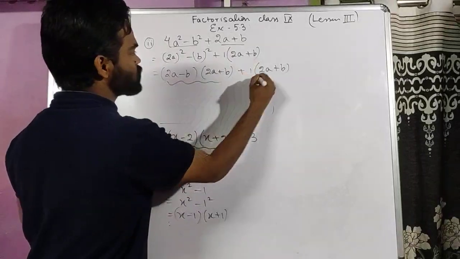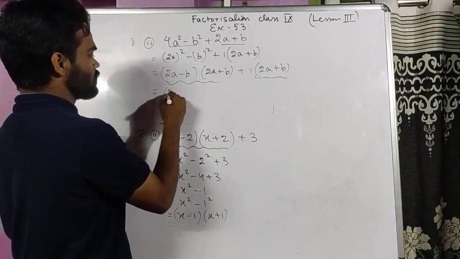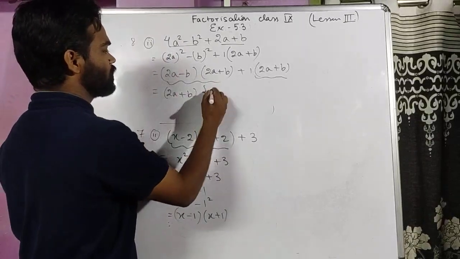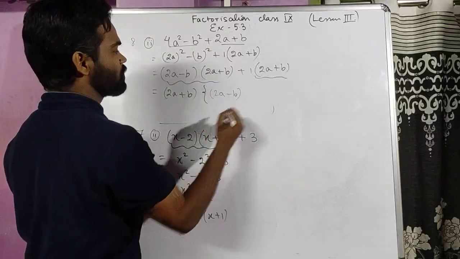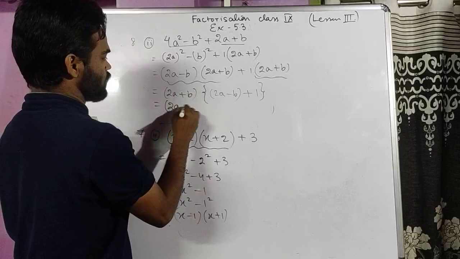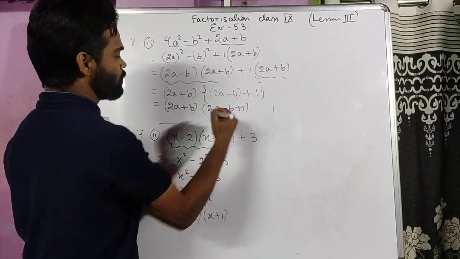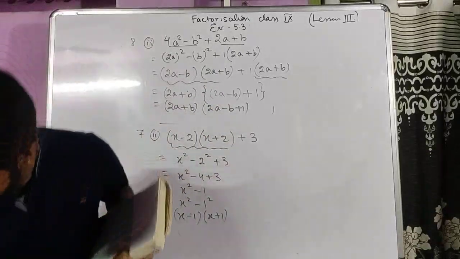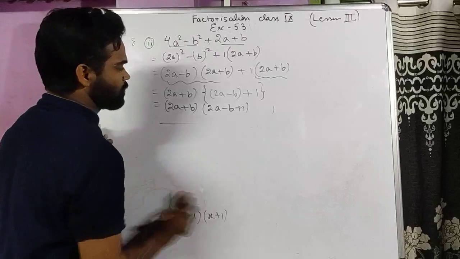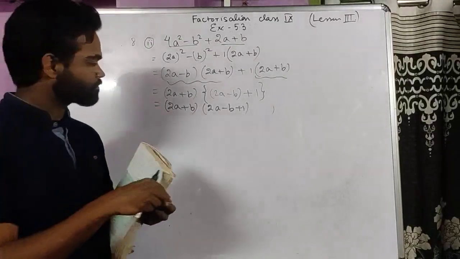Now if you look at these two terms, 2a plus b is common. So 2a plus b taken common. What is left over here? 2a minus b plus 1. When you open the bracket, it is 2a minus b plus 1. So that is my final answer: (2a plus b) multiplied by (2a minus b plus 1).